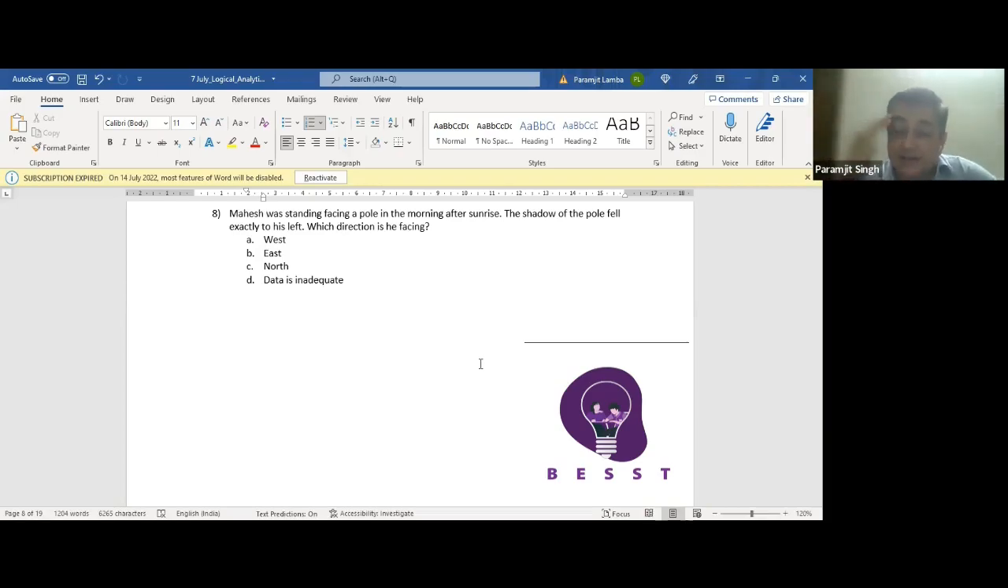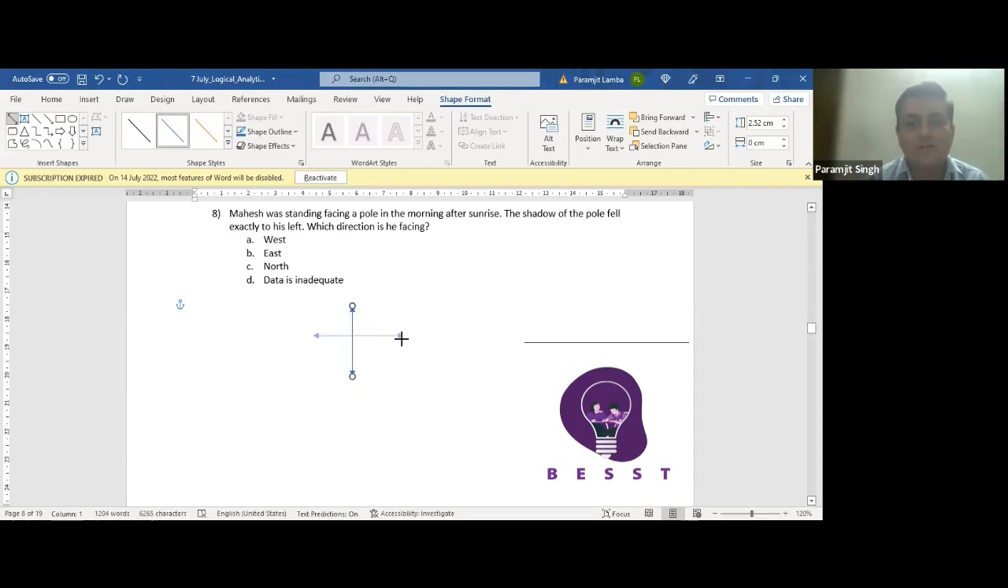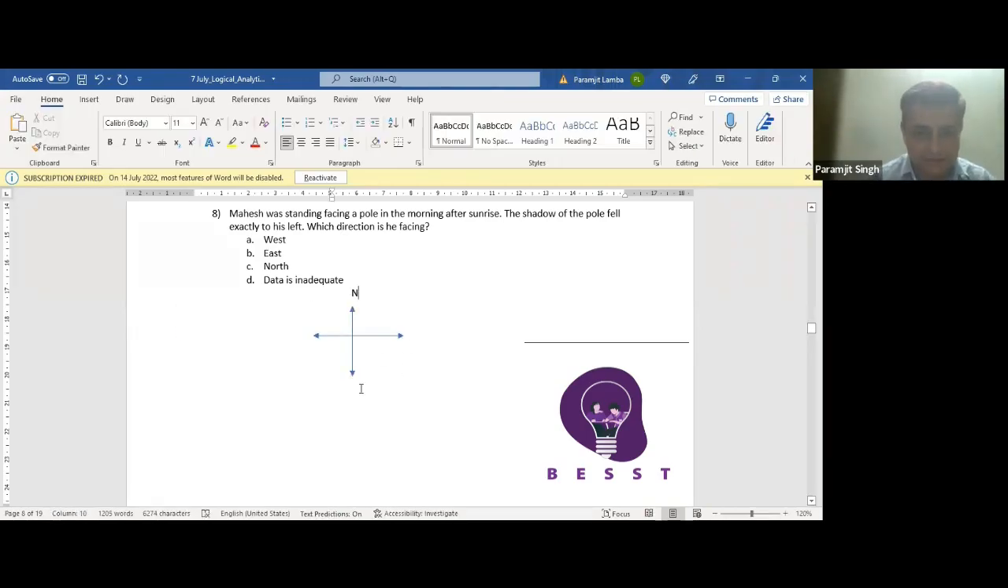And just after sunrise, he could have done it any time during the day. But for some reason, he was there after sunrise. Shadow of the pole fell exactly to his left. Which direction is he facing? Please make the compass and tell me. Please don't watch me making the compass. You have to give the answers. Make your own compass and give me the answer.